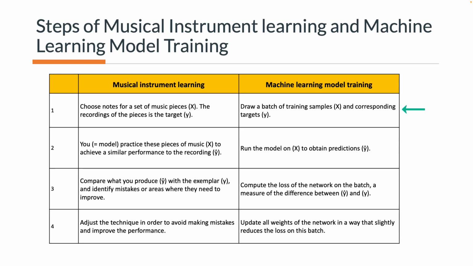In machine learning, we draw a batch of training samples, which is the notes, and its corresponding targets, which is the playing of that note. Then we run the model on X to obtain predictions. For example, say a computer would try to play that note. Then we compute the loss of the network on the batch, a measure of the difference between Y cap and Y. Then we update all the weights of the network in a way that slightly reduces the loss on this batch. If the loss is acceptable, we stop. Otherwise, we repeat these 4 steps again.